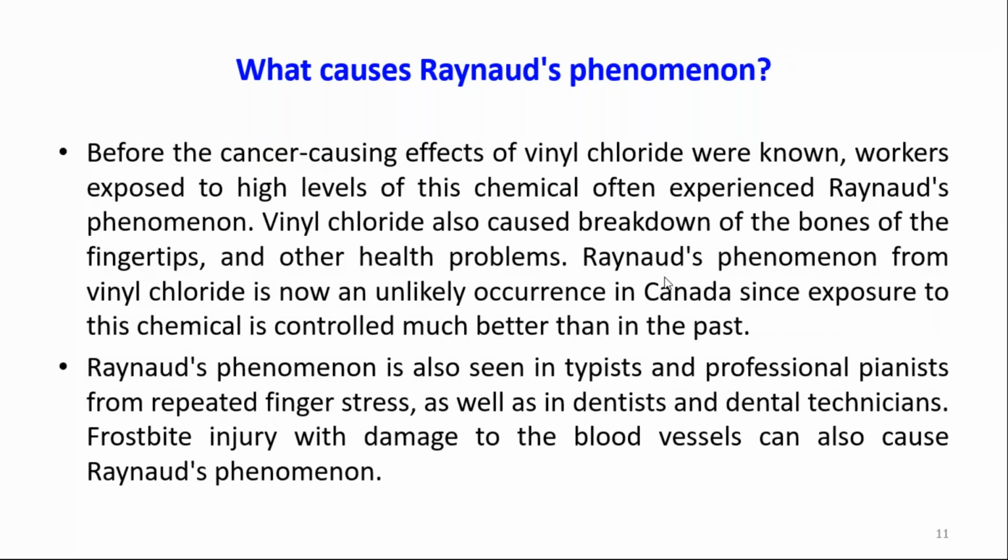Before the cancer-causing effects of vinyl chloride were known, workers exposed to high levels of this chemical often experienced Raynaud's phenomena. So vinyl chloride is a concern for cancer. Vinyl chloride also causes breakdown of the bones of the fingertips and other health problems. Raynaud's phenomena from vinyl chloride is now an unlikely occurrence in Canada since exposure to this chemical is controlled much better than in the past. So nowadays in Canada, which faced this problem, it is controlled.